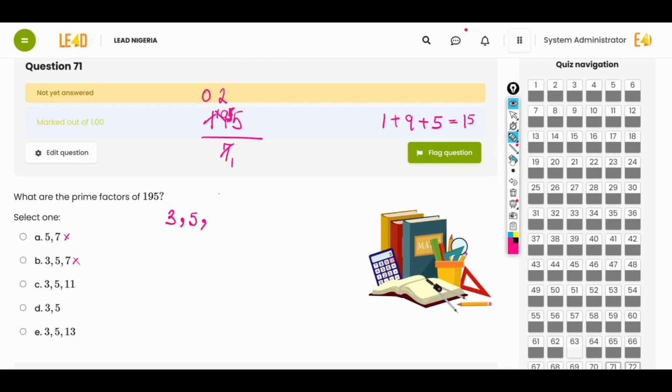All right, next we try 11. Let's try 11. 195 divided by 11.